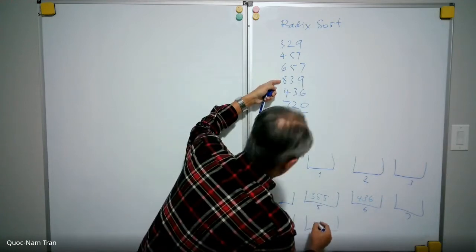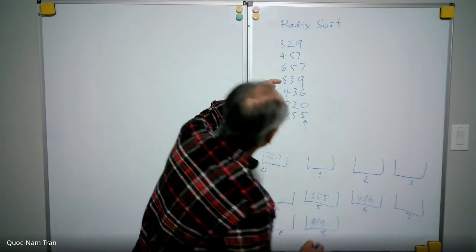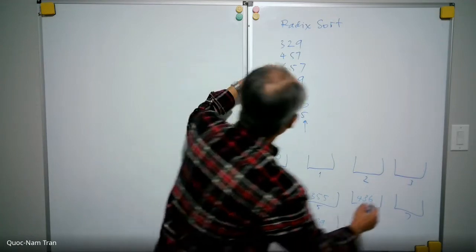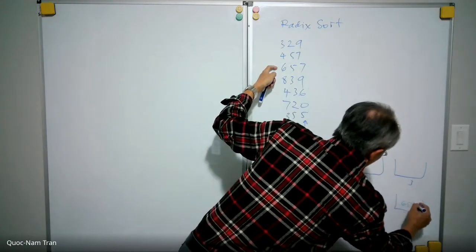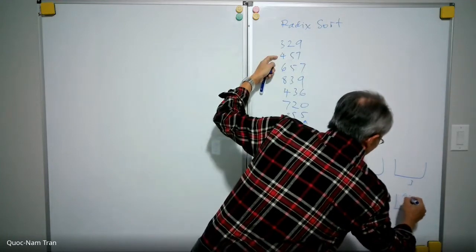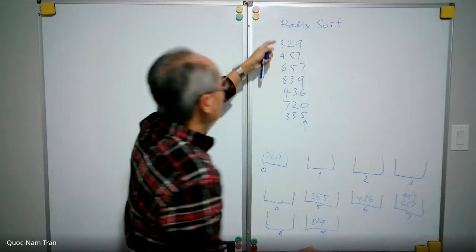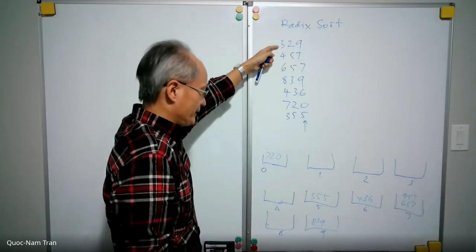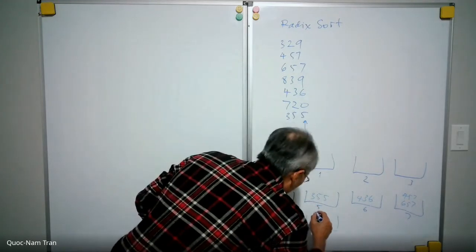839. 657. 457. Right? And then finally 329. Okay, 329.